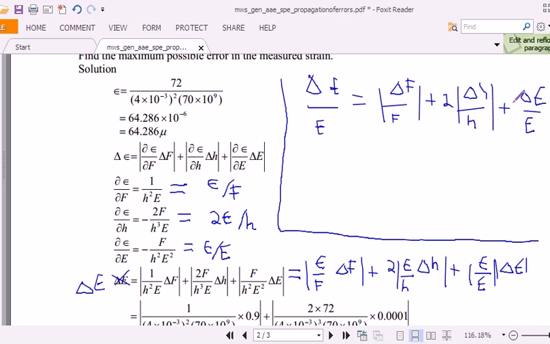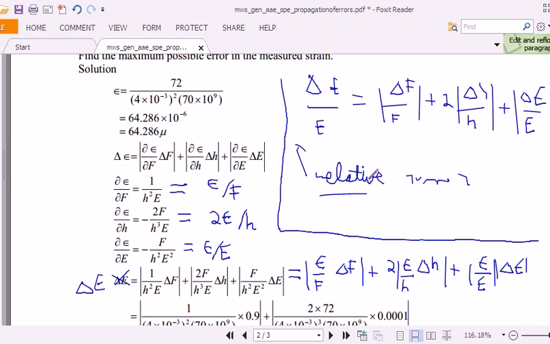Now, what does this mean? This here is the error in epsilon divided by epsilon. I can call that the relative error in epsilon. This is the relative error in f, this is the relative error in h, and this is the relative error in e. What you're seeing is that the relative error in the result is the sum of the relative errors of the individual factors. And that's always going to be true in multiplicative terms.